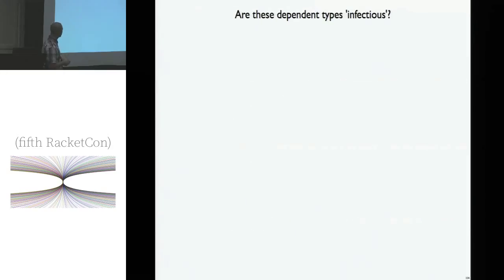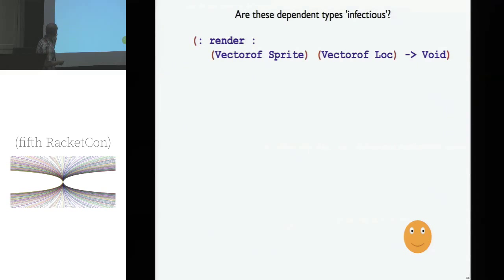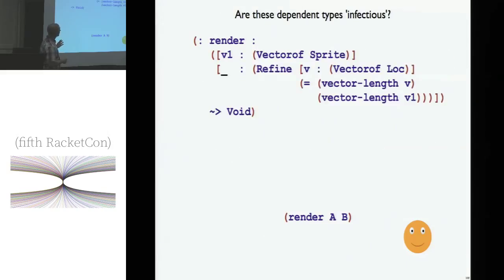Are we going to get into a situation where we've got a user, and this was the type of render, the original type, and everything's working fine. Things are type checking, they're calling it on A and B. And then when we go to enrich the type of render, and we give it that more specific type, all of a sudden that doesn't type check anymore, right? We get an error. And maybe it was good.